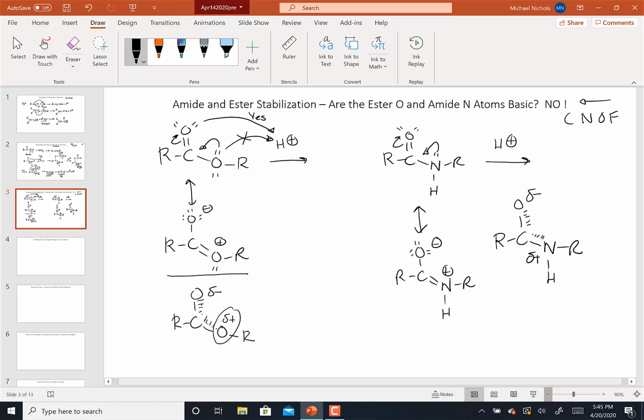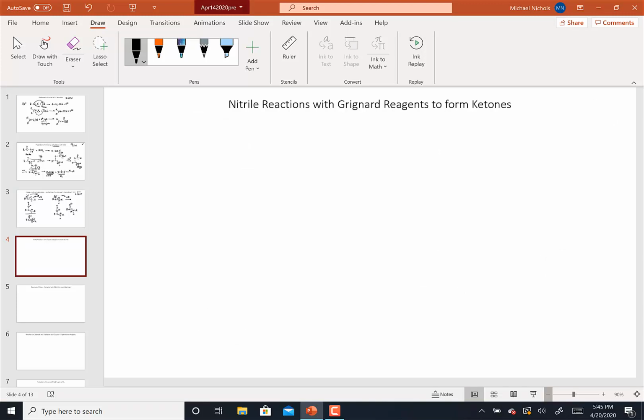So this is something we haven't talked about, so I want to make sure that we have. Whenever we're protonating esters and amides, we're always going to just protonate the carbonyl oxygen. That's what we do. Okay, and this is the reasoning behind that. All right, nitrile reactions with Grignard reagents to form ketones.